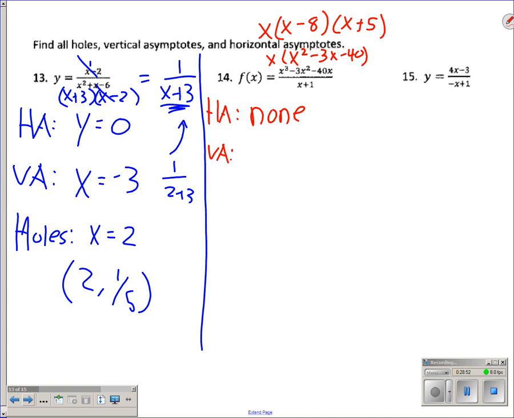If nothing simplifies out, that means that as far as holes are concerned, we have nothing. And as far as vertical asymptotes go, it's just what makes the bottom 0 that doesn't cross out. In this case, it's x equals -1, and I'm looking at that factor.